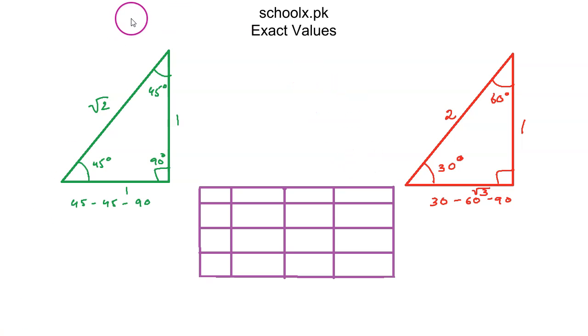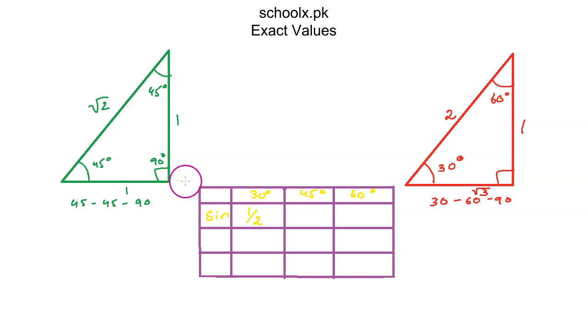Alright, so now let's find the sine, cos, tan of the angles 30, 45 and 60. So here let's put 30 degrees, 45 degrees and 60 degrees. Now sine of 30 is opposite over hypotenuse. Now this is 30. The opposite side to 30 is 1 and the hypotenuse is 2. So sine of 30 is 1 by 2.